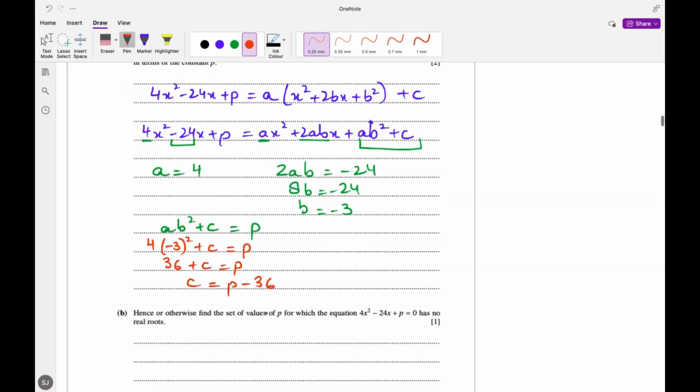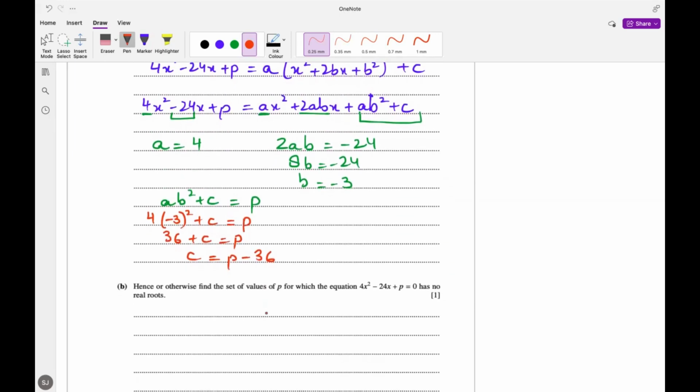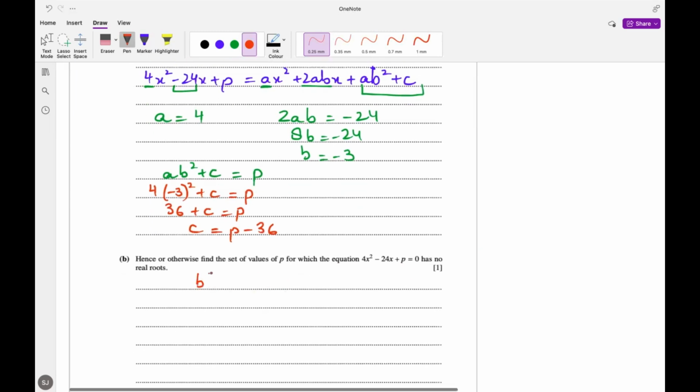Now in part B, it is saying hence or otherwise find the set of values of p for which the equation has no real roots. Now to find the set of values of p for which it has no real roots, we can simply use the discriminant, which is b squared minus 4ac. And as it has no real roots, we'll put it less than 0.